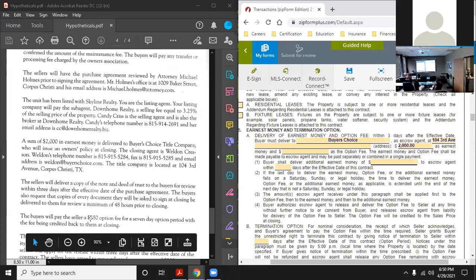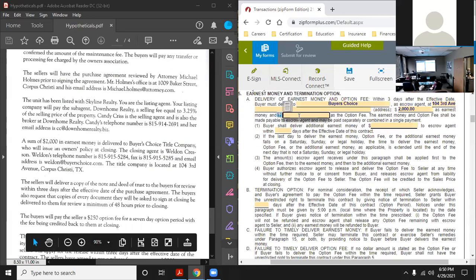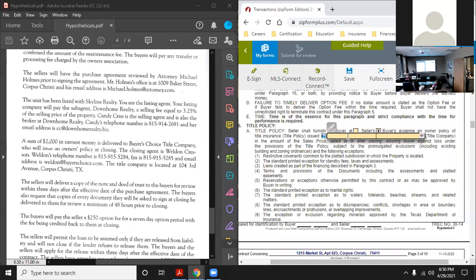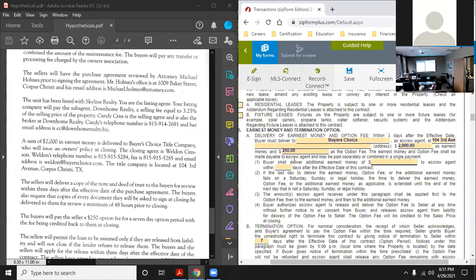The buyers will pay the seller $250 in option fee for 7 days. I'm probably jumping around, but that's what came to mind first. And then here, it says they will also furnish the owner's title policy. So there you go. The closing agent is Weldon Crescent. Again, you can put that here if you specifically requested him, but when you're filling this out, they probably just sent it to buyer's choice and then just found out later that the closing agent is Weldon Crescent. But there's nowhere to put his information in here now, so you don't have to worry about that. You can just send it just like this and you'll be fine.